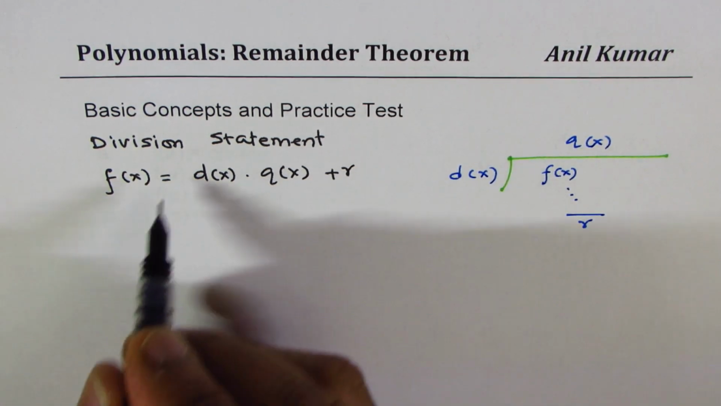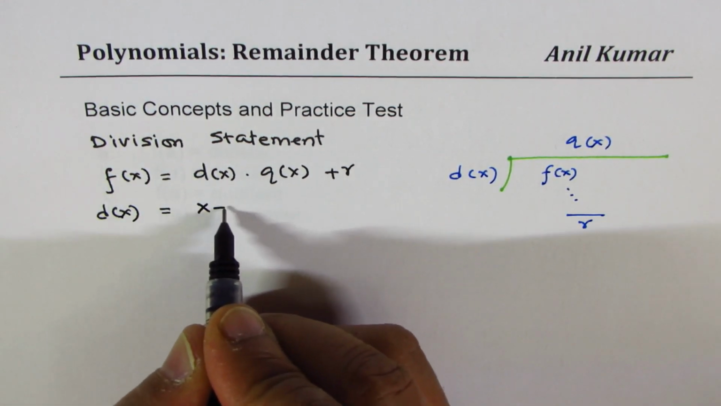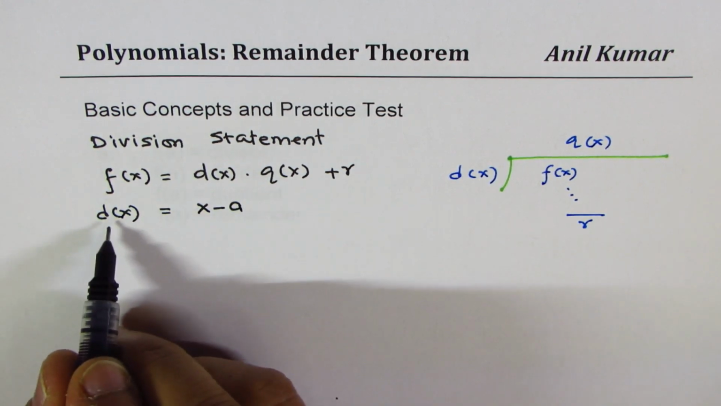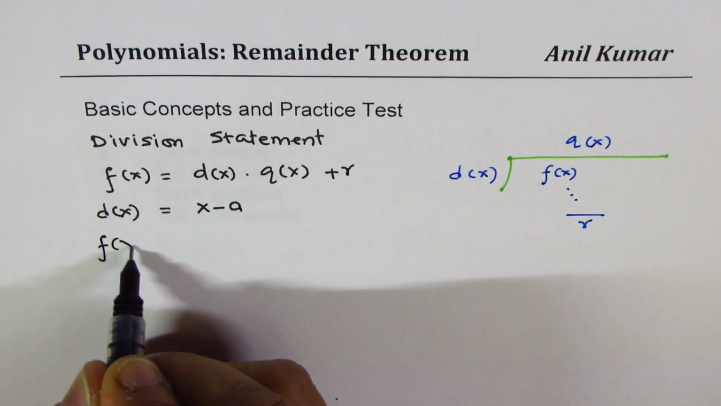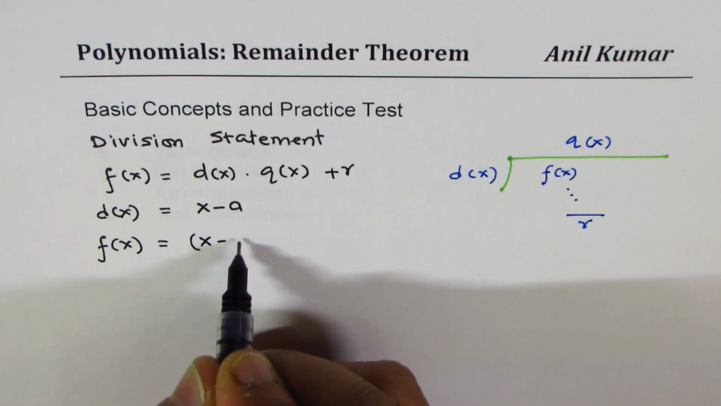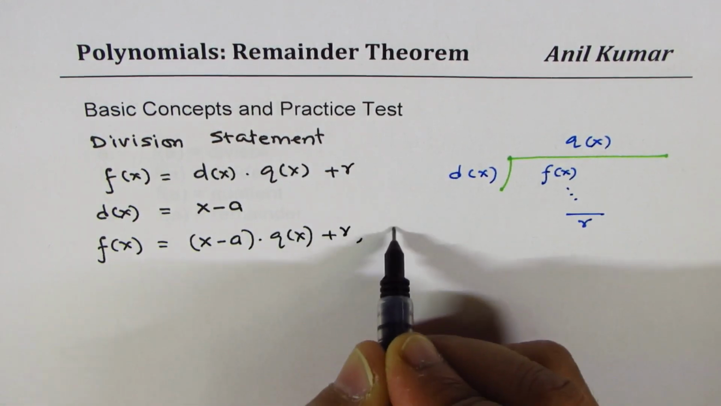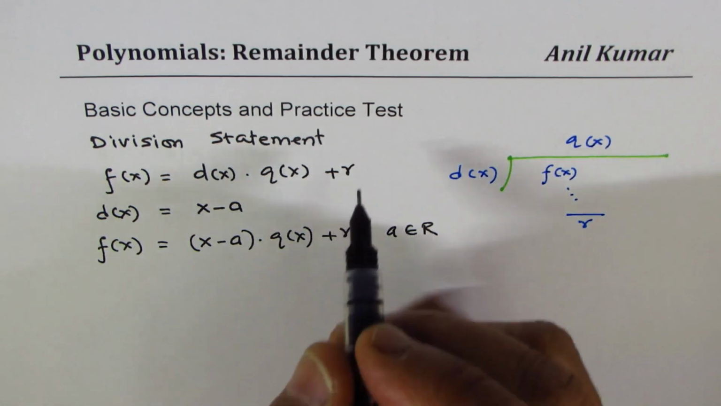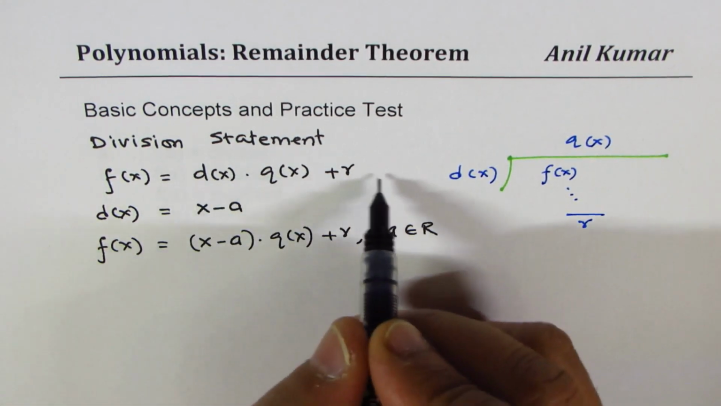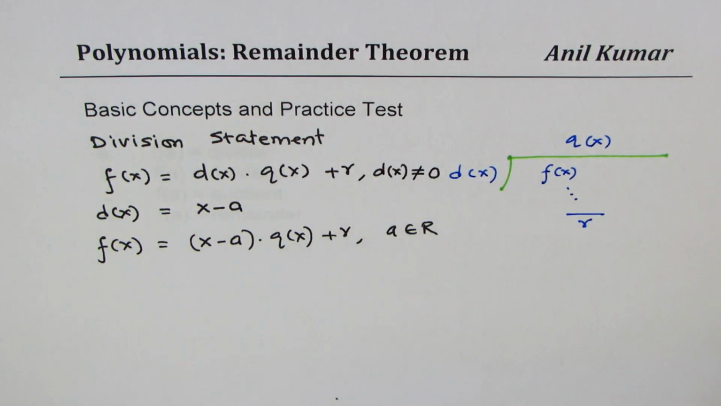Now let us say that the divisor is a linear divisor x minus a. So let's say d of x is x minus a. In that case, we can write the function as x minus a times q of x plus r, where a belongs to set of real numbers. Also remember that the divisor d of x is never equal to 0, since you cannot divide by 0.